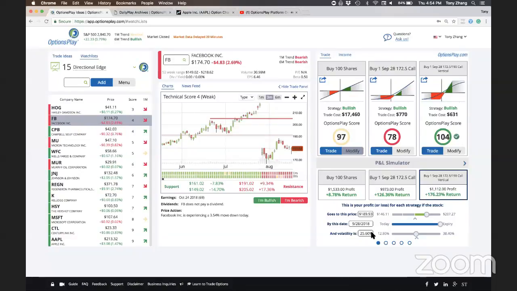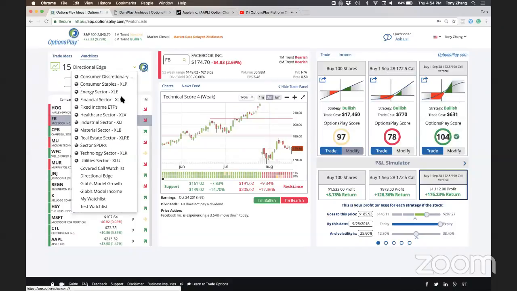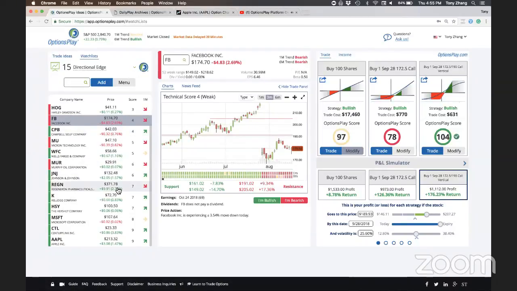Gary, is your directional edge watch list still created or is available to all? The directional edge watch list was just one that I created for the webinar. This list of stocks is by no means a list of stocks that has directional edge. This is just one that I created. I named it directional edge, but they're just a bunch of random stocks that I felt, during the time that we did the webinar, was going to communicate the message that I was trying to show you.